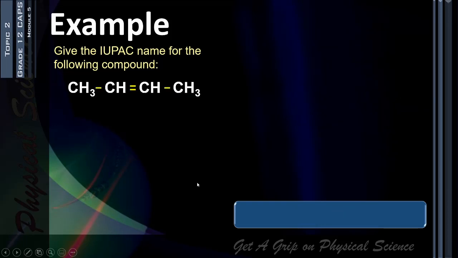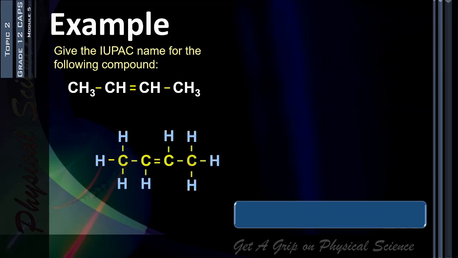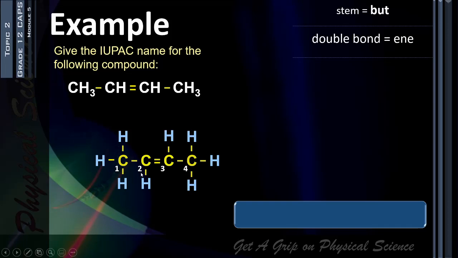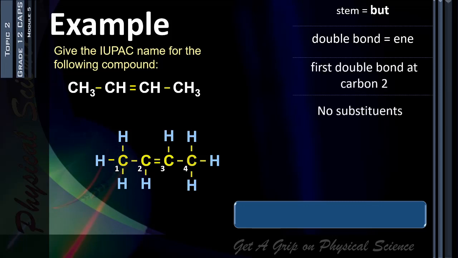If the question is given to you as a condensed structural formula, rather draw the structural formula because then it's easy to name. The longest carbon chain, including the double bond, is 4. So the stem name is but. The double bond is the functional group for the alkenes. The double bond is on carbon number 2. It doesn't matter if you number from left to right or right to left. The carbon with the double bond will be carbon number 2. There are no substituents, and then the name for this molecule is but-2-ene.